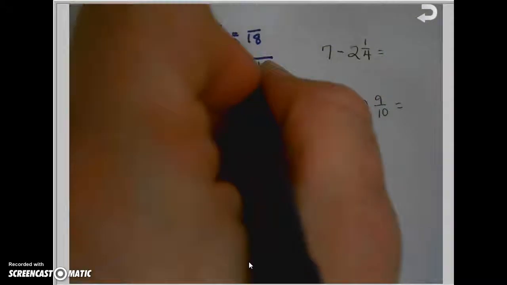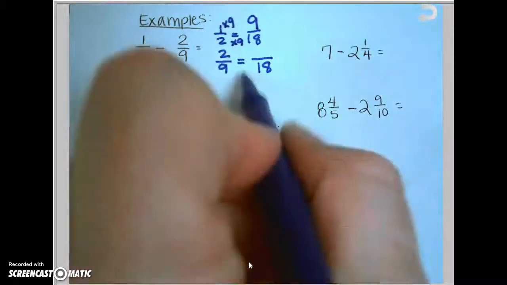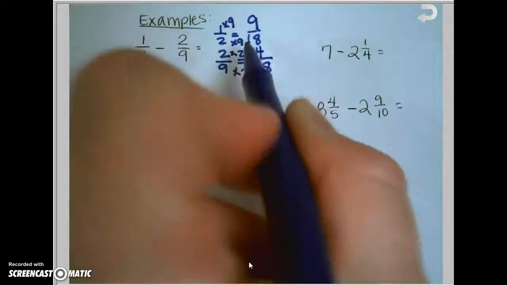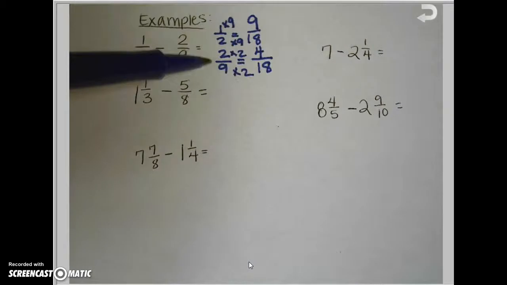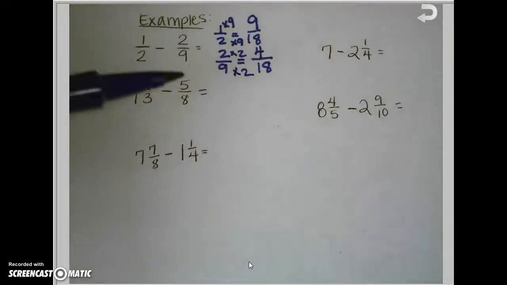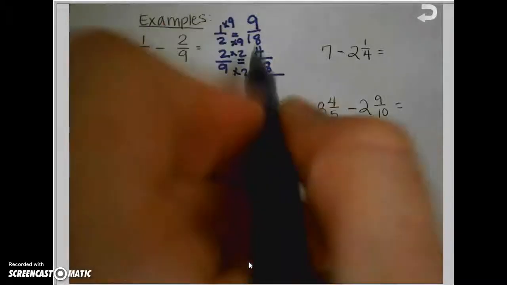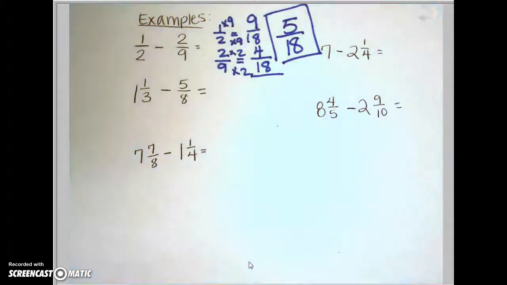So 2 times 9 is 18, so I'm going to do times 9 on the top the same way. So 1/2 would be 9/18. 9 times 2 is 18, so 2 times 2 is 4. So now it's 1/2, which is 9/18, and I'm going to subtract 2/9, which is 4/18. So if I have 9/18 and I take away 4/18, that would be 5/18. And that is in simplest form, so I am done.